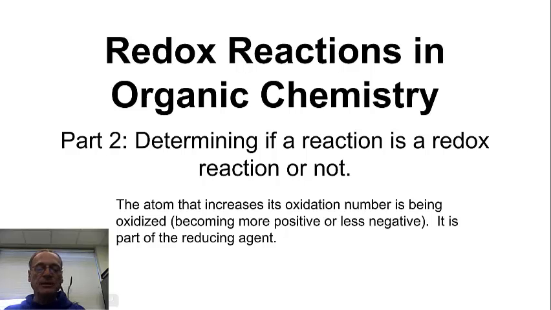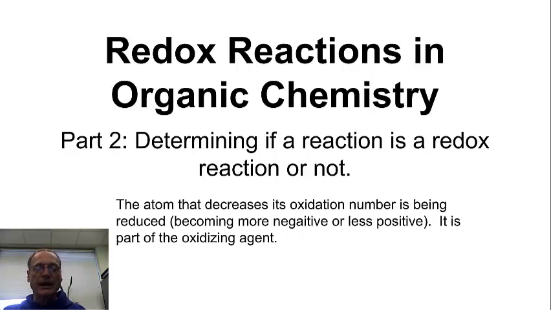Any atom that increases its oxidation number is being oxidized. It's becoming more positive or less negative, and that's considered oxidation. That's losing electrons, and so whatever substance that atom is a part of is the reducing agent. So whatever atom is being oxidized is always part of the reducing agent. Similarly, any atom that decreases its oxidation number, in other words, becomes more negative, goes down, or less positive, goes down, is being reduced, and it then becomes part of the oxidizing agent. So the reduced atom is part of the oxidizing agent. The oxidized atom is part of the reducing agent.